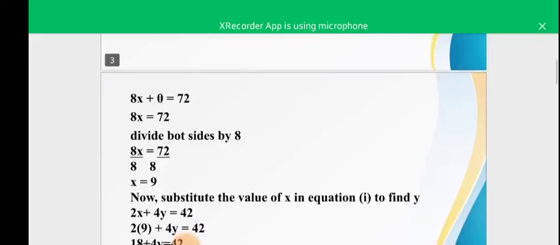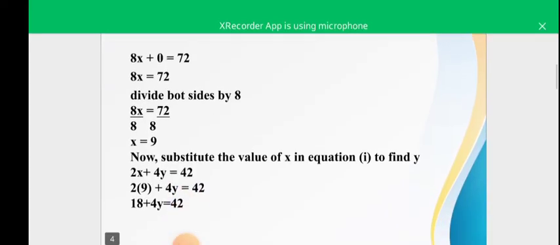Now, the next thing is arithmetic. We do the simplification, which we have 8x plus 0 is equal to 72. Now 8x plus 0 will give you 8x is equal to 72. We need to find the value of x.